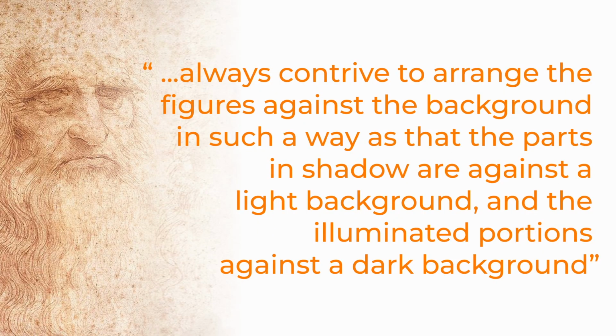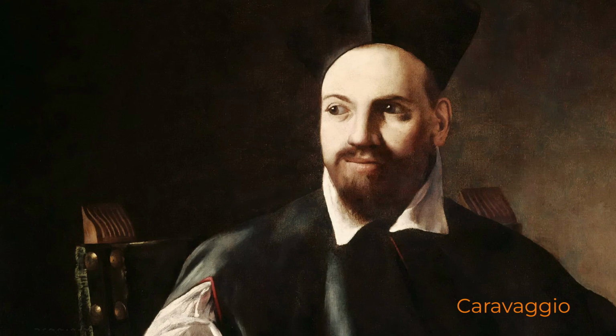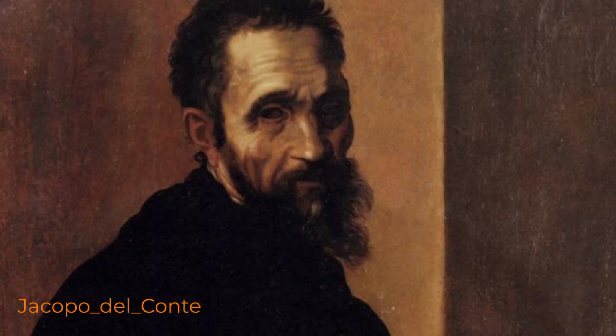Always contrive to arrange the figures against the background in such a way as that the parts in shadow are against a light background and the illuminated portions against a dark background. This is a classic checkerboard pattern where we get relief on both the highlight and the shadow part of the face by having the opposite lighting pattern on the background. I didn't find a fantastic example of a Da Vinci portrait with this technique, but there are plenty of other Renaissance artists who use the checkerboard pattern to great effect.